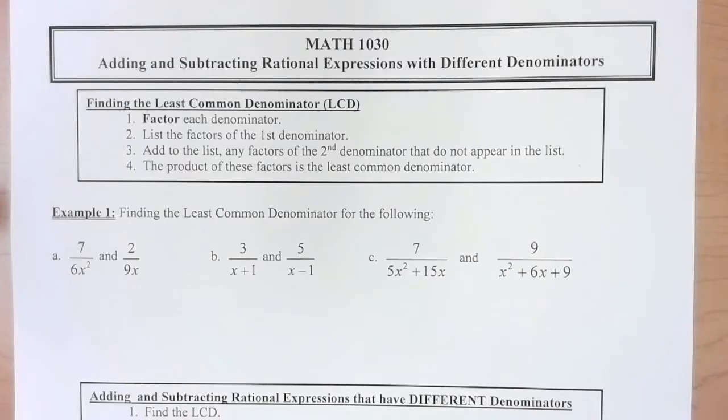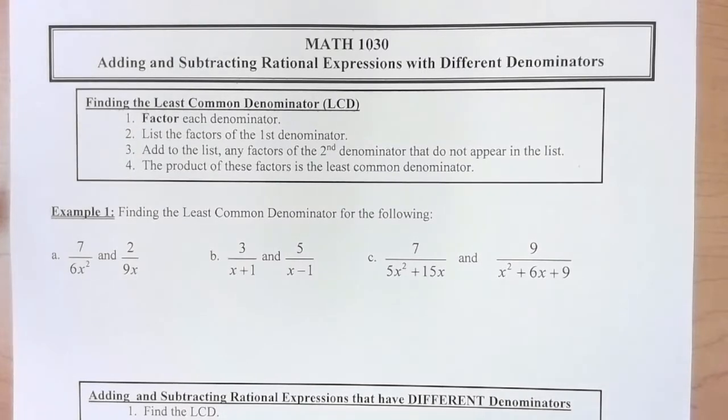We are now going to be adding and subtracting rational expressions with different denominators. Finding the least common denominator, or LCD. First, factor each denominator. List the factors of the first denominator. Add to the list any factors of the second denominator that do not appear in the list. The product of these factors is the least common denominator.